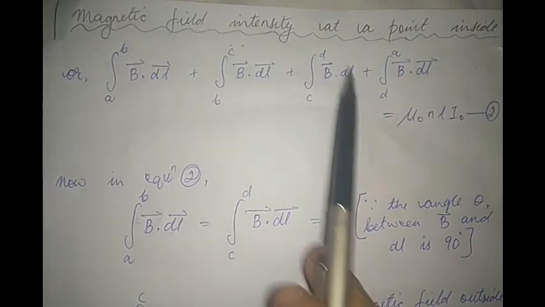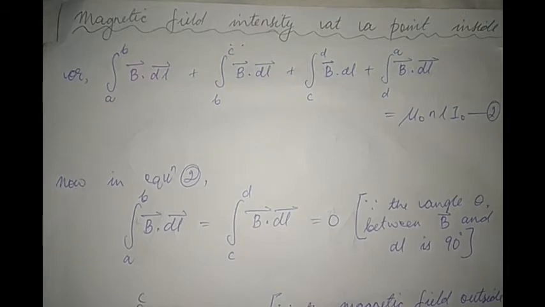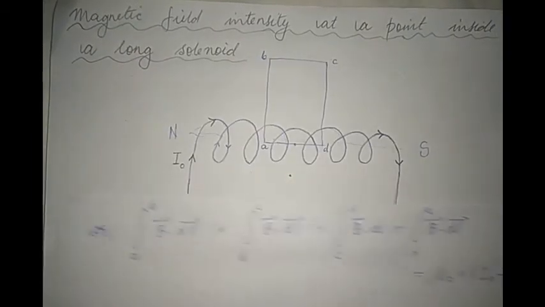So to say, the first term and the third term are both equal to 0, because the angle theta between B and dl is 90 degrees. So this is going to give us B dl cos theta, of course. Now if theta is 90 degrees, then cos of 90 degrees being 0, both of these two terms become 0. Let us also check that in the picture.